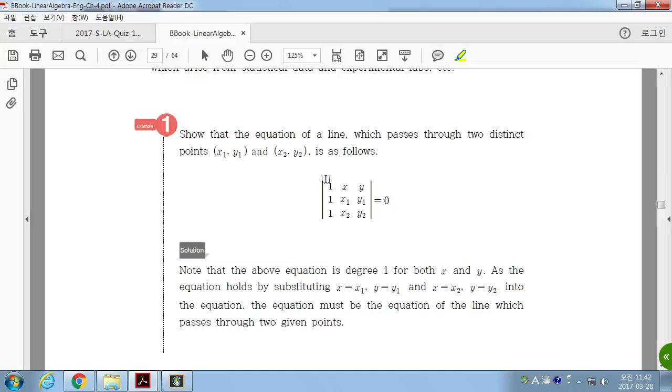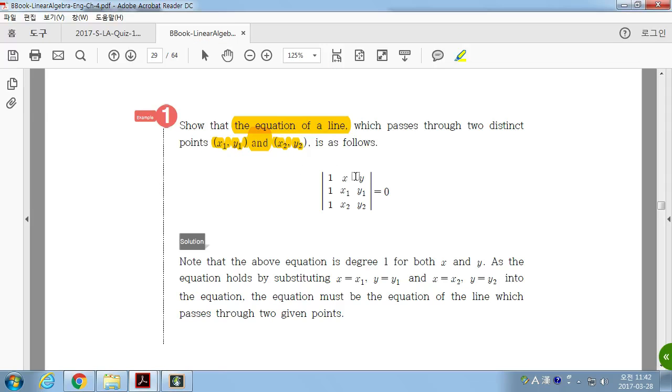It is an application of determinants. You have 2 points, and you are looking for the equation of a line that passes through these 2 points. How? This is it. This is a determinant. If you do the cofactor expansion, this is exactly 1 times A plus B times x plus C times y equal to 0, isn't it? That is Ax plus By plus C equal to 0. So this is the equation of a line.